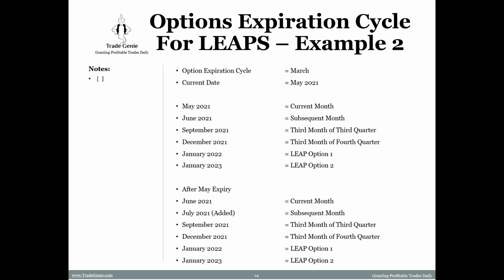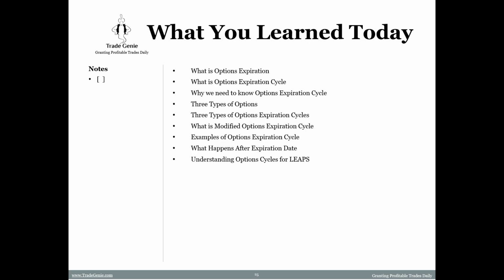Now let me go back and quickly explain what you learned today. We learned about option expiration. What is the option expiration cycle? There are 3 types of cycles: January, February, and March. And each stock is assigned to one of these option expiration cycles. And then there is a formula: current month plus subsequent month plus 2 extra months.